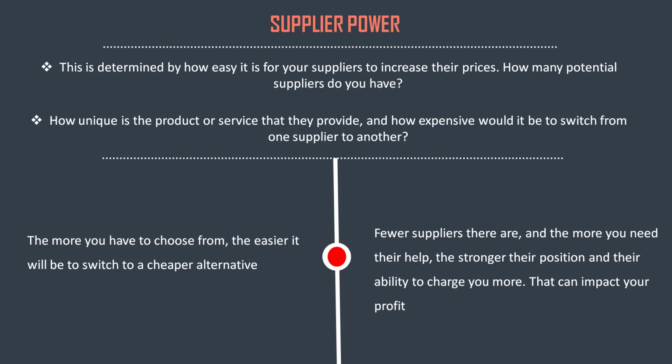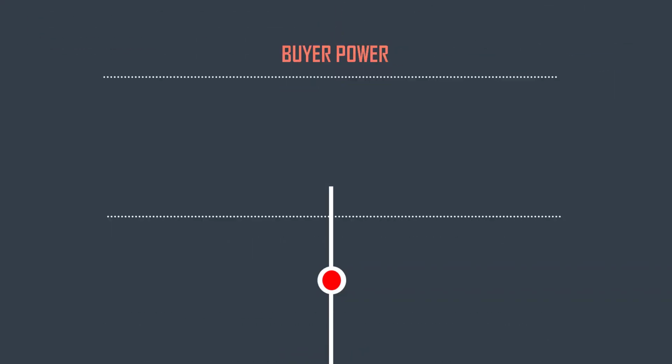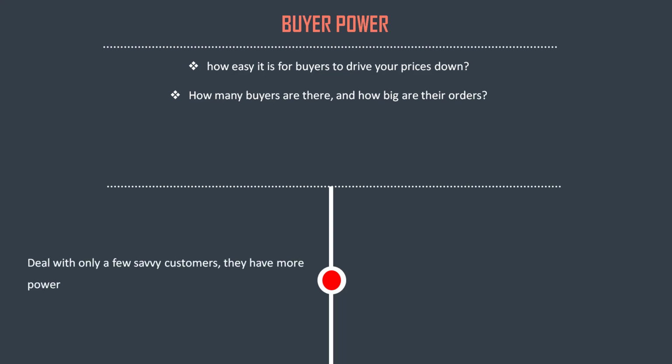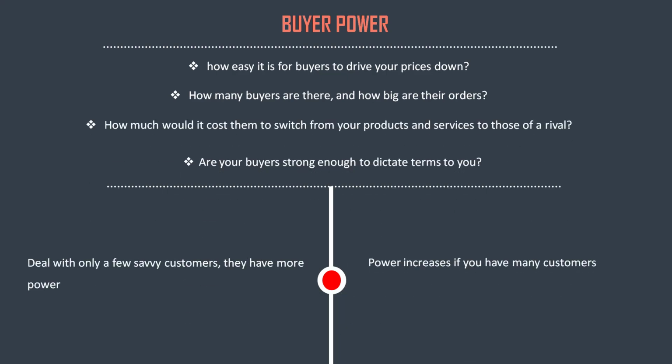Buyer power. Here you ask yourself how easy it is for buyers to drive your prices down. How many buyers are there and how big are their orders? How much would it cost them to switch from your products and services to those of a rival? Are your buyers strong enough to dictate terms to you? When you deal with only a few savvy customers, they have more power. But your power increases if you have many customers.